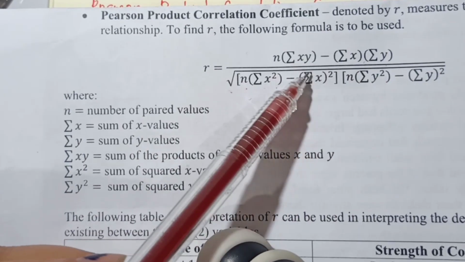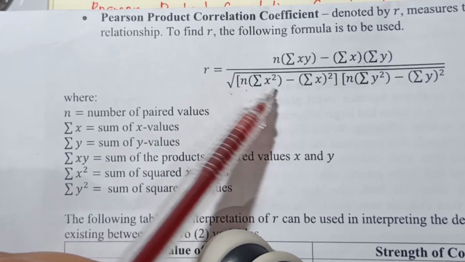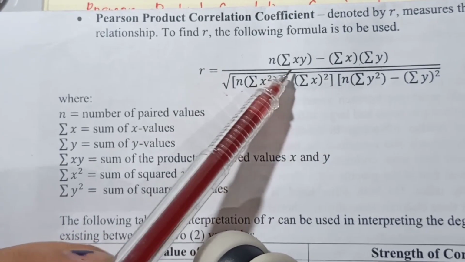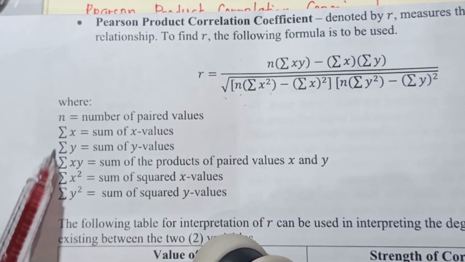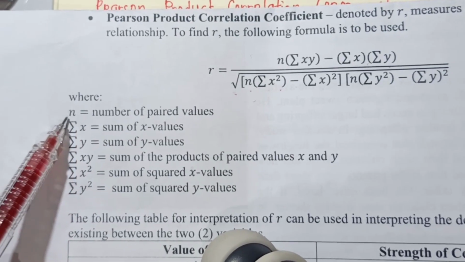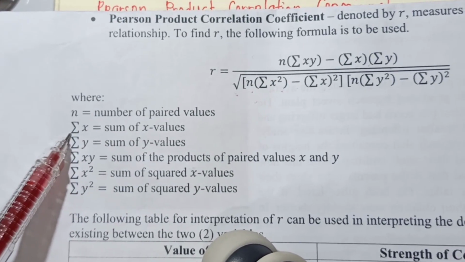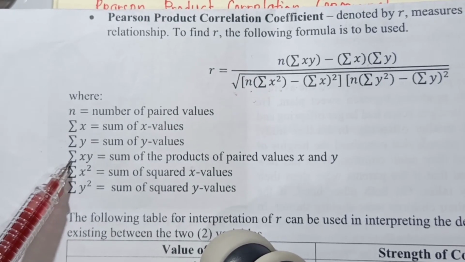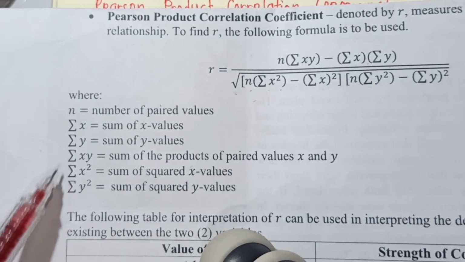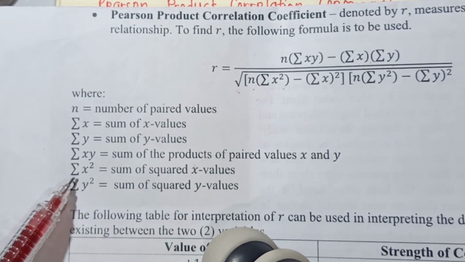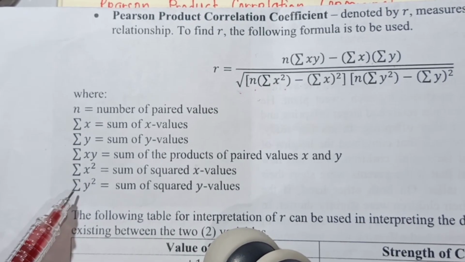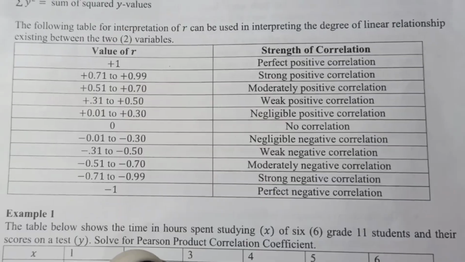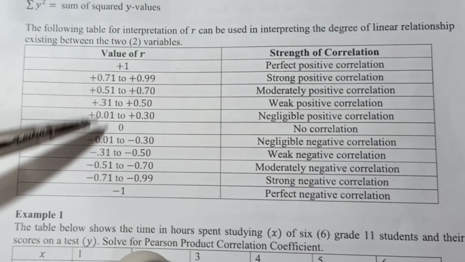So, mukha lang mahaba yung formula, pero pagka may mga values na yan mamaya, sinasubstitute lang dyan and then apply the operation. So, ano ba si n? Where n is the number of paired values, sum of x values, sum of y values, sum of products of paired values of x and y, sum of squared x values, and then last one is the sum of squared y values. Another is may makikita kayong table dito.